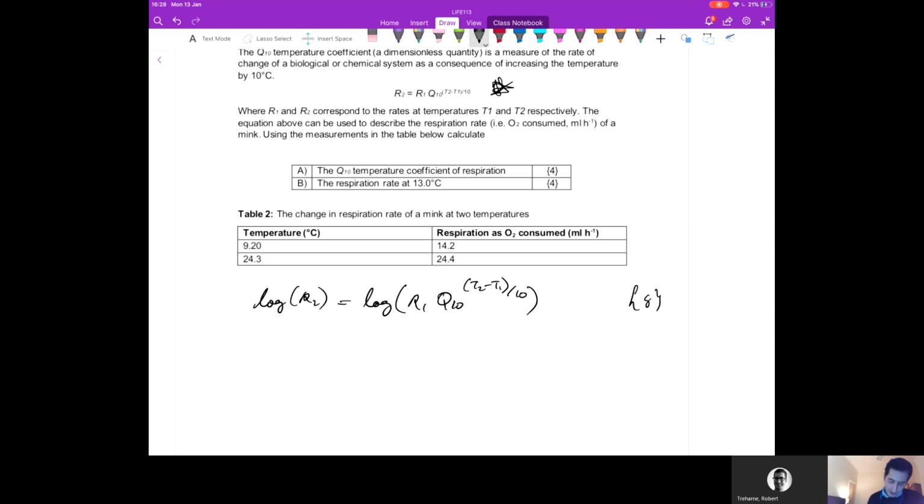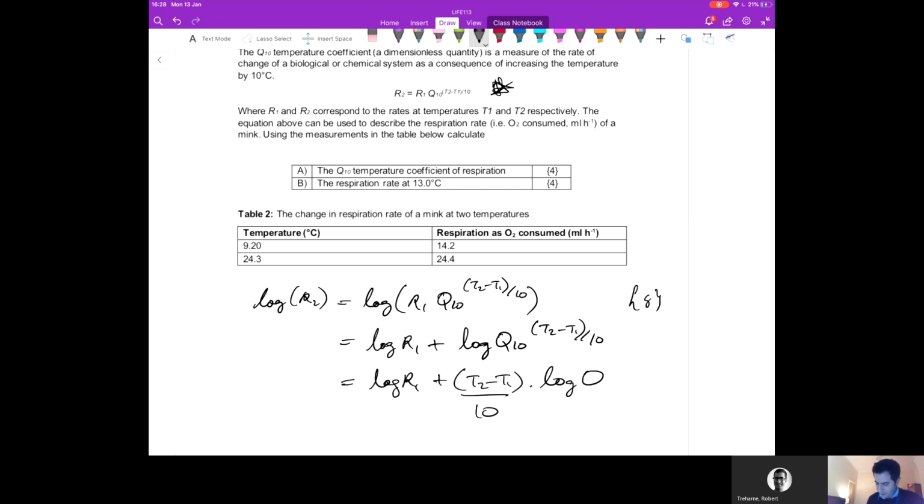On this side here, I'm going to use my summative log rule to get log R1 plus log Q10 to the power T2 minus T1 over 10. Going further, I can't do anything more with this one, but I can expand the next one further using my power law, bring the whole exponent down and linearize it. I get T2 minus T1 over 10 log Q10.